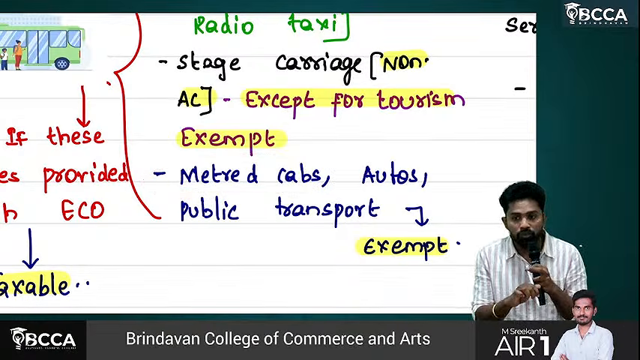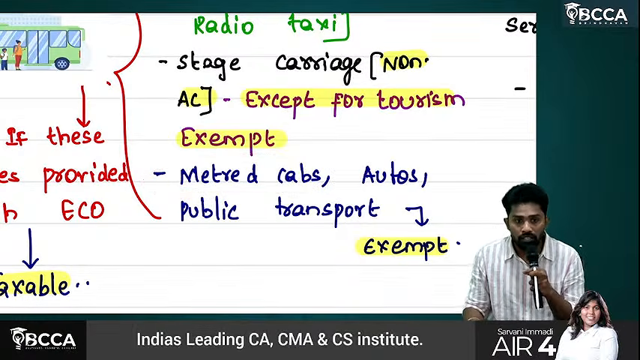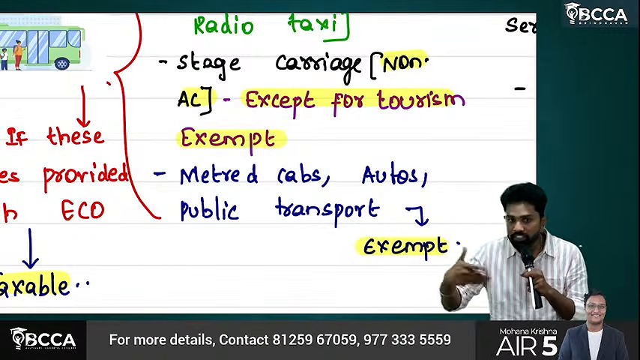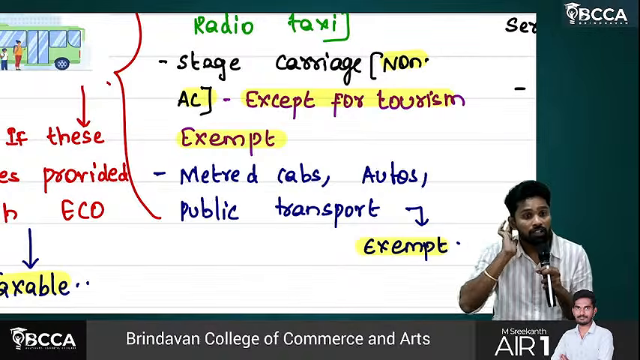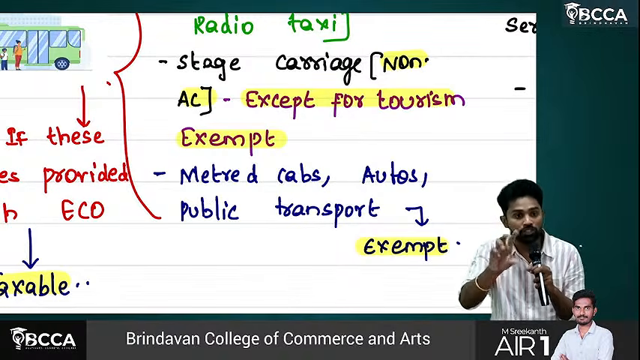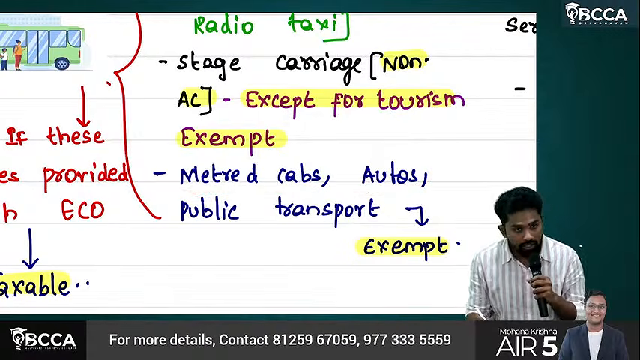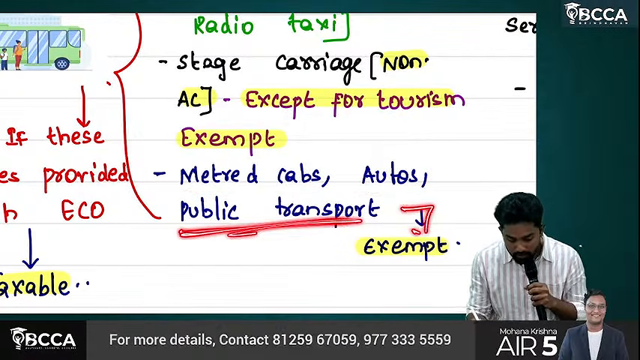So you can see in movies, Mumbai especially, the black color cabs, there will be meters. Similarly in Hyderabad and Vijayawada, autos will have meters. So those metered cabs and autos, if it is public transport, those are what?